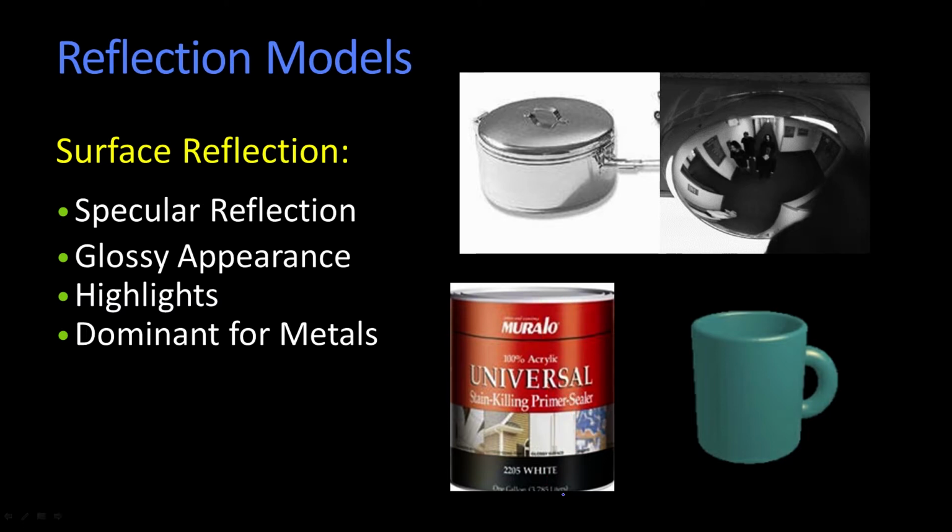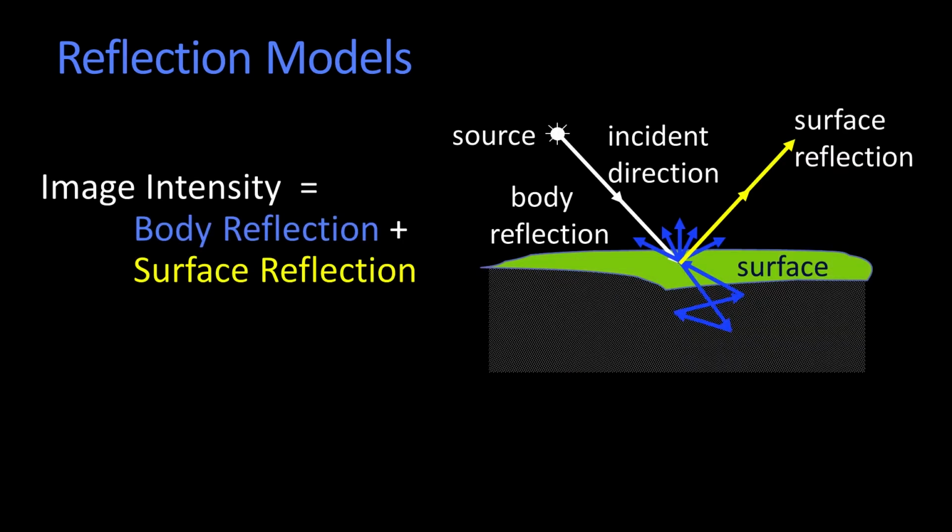And the general overall view of the universe is that the image intensity can be thought of as a combination of the body reflection plus the surface reflection. As a reasonable model for what's going on, we can model most surfaces as having a certain component of body or matte reflection plus specular reflection.